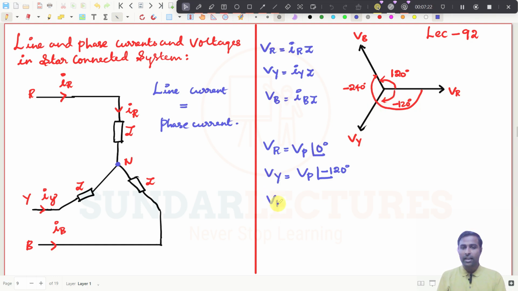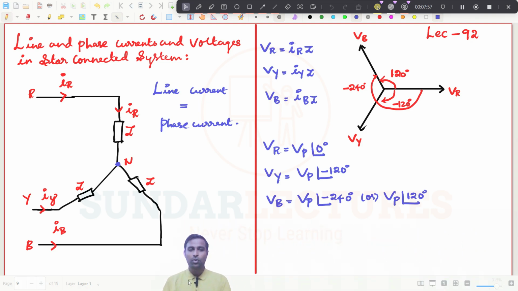Also I can write it as V phase at an angle of minus 240 degree, or I generally write it as V phase at an angle of plus 120 degree. Try to understand these kind of things very clearly, right? Now from this point to this point I will call it Vy, and from this point to this point I will call it Vr. Then what will be Vry? That is the whole idea you have to understand.